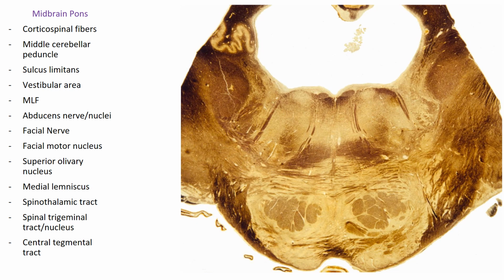So now we've gone a little bit higher. We're still in the pons. Again, we have those corticospinal fibers coming down from the cortex down to the spine anteriorly, and that's going to make up your pons.